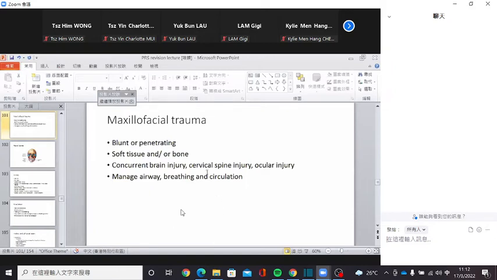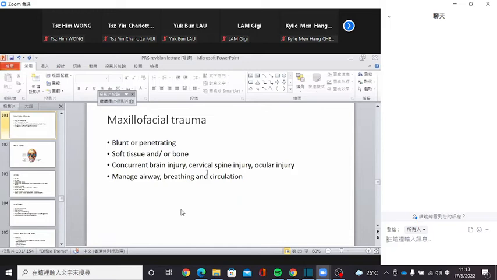Okay, so maxillofacial trauma. Apart from facial fractures, I like to name it maxillofacial trauma because apart from the bone, there could also be soft tissue trauma. It could be blunt or penetrating, with soft tissue or bone involvement. Very commonly, there will be concurrent brain injury, cervical spine injury, or eye injury.